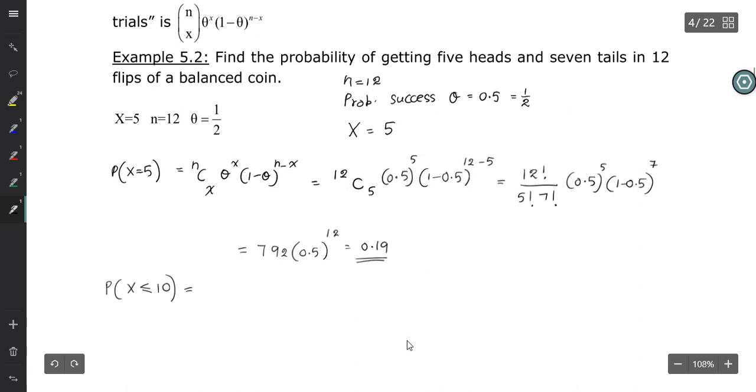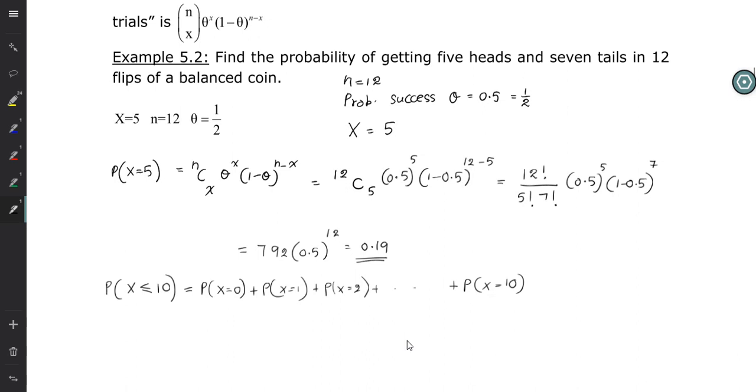What does that mean? Getting 10 or less heads, which means this will be getting no head at all, or getting one head, or maybe getting two heads, all the way up to getting 10 heads. How do you find this probability?